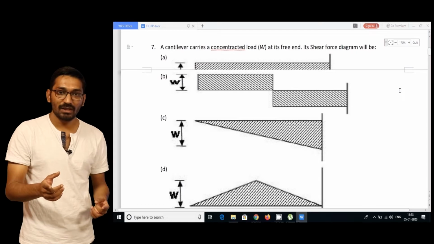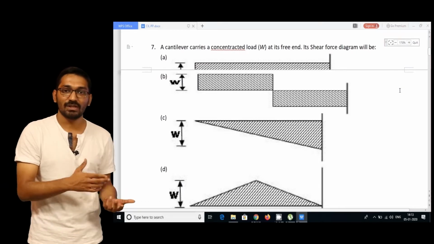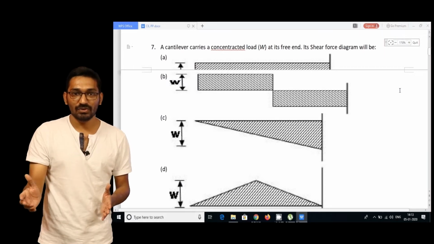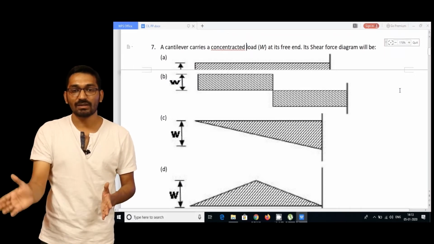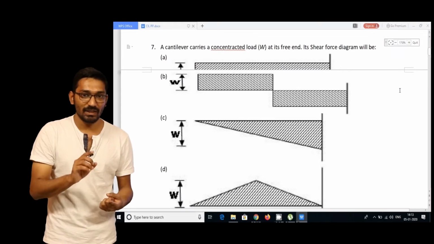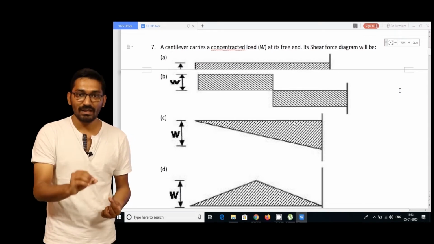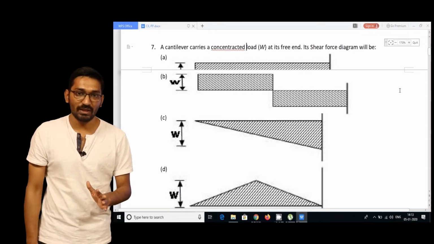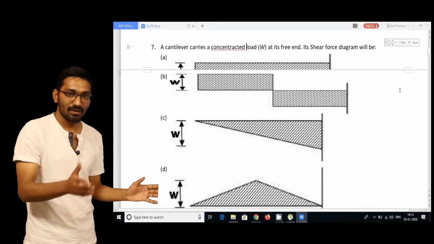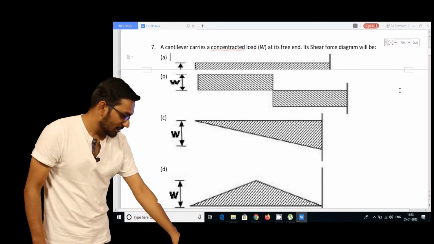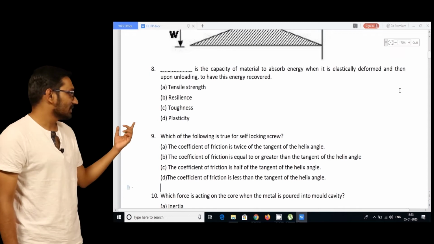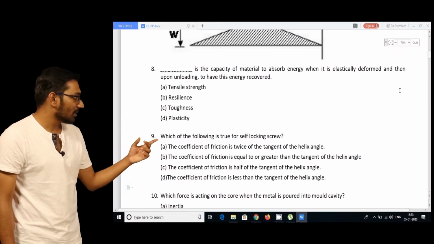So just remember one thing while you have to find the shear force and bending moment. The bending moment is one order higher than the shear force, and the shear force is one order higher than the load. Right? If the shear force is constant, then the bending moment will vary linearly. If the shear force is linear, then the bending moment will vary parabolically. So on this basis, you will easily find the shear force and bending moment diagram for different kinds of beams.